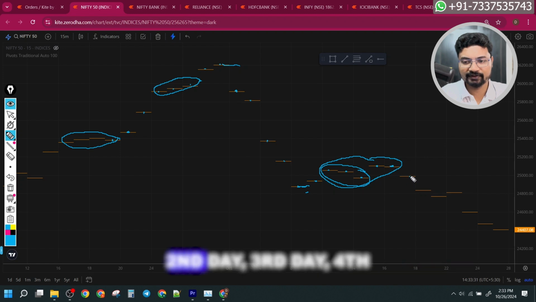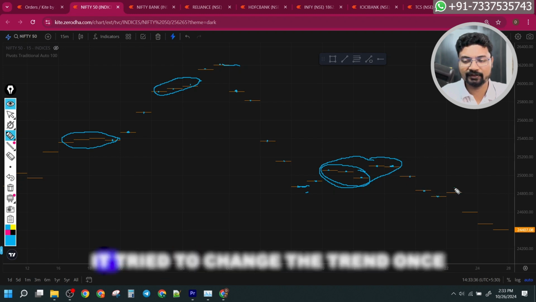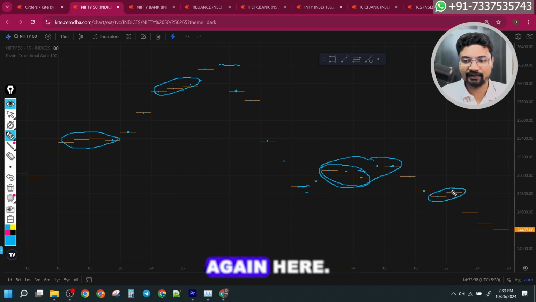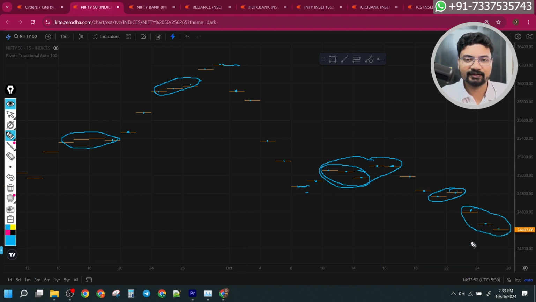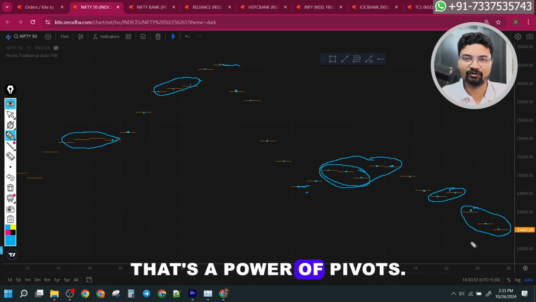First day, second day, third day, fourth day. After that it tried to change the trend once again here, and again the pivot is below, and 1, 2, 3. I hope you understand the logic that I'm saying. Without seeing this price action, I can identify the trend with pivots. That's the power of pivots.